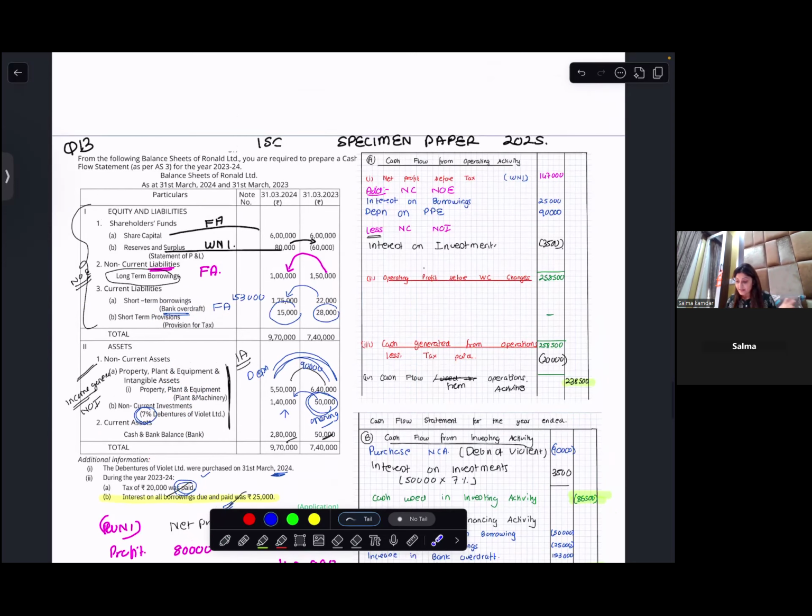So this is all, specimen paper 2025 ISC question 13. This was an optional question.